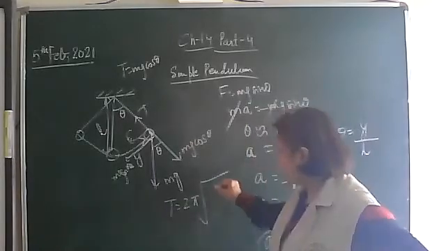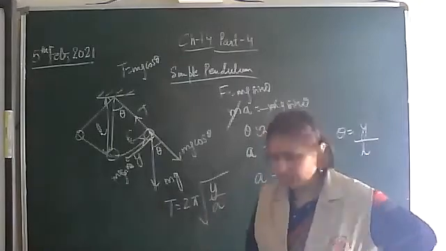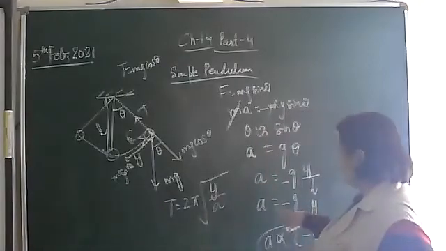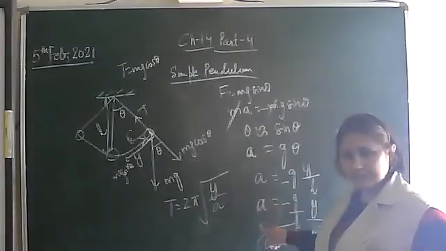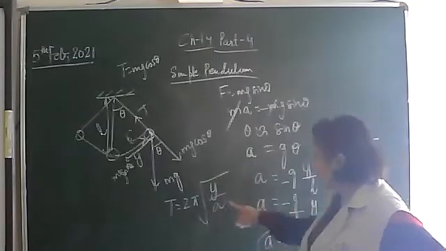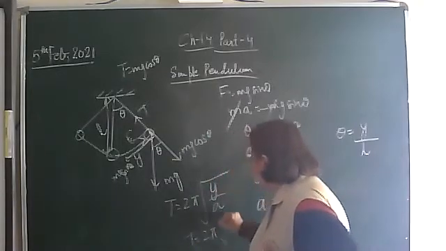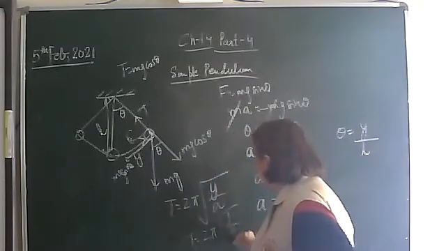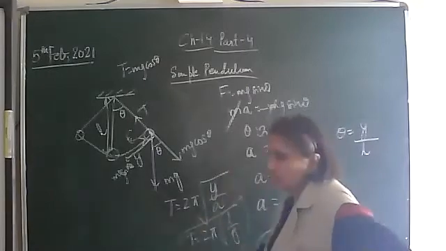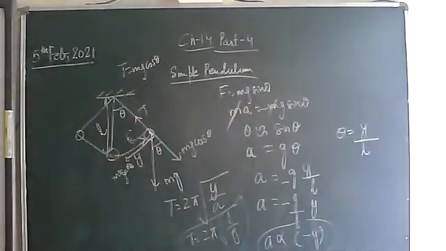What is the time period? 2 pi under root displacement upon acceleration. From here you can find out the displacement upon acceleration is L upon G. Y upon A is how much? L upon G. So the time period is equal to 2 pi under root L upon G for a simple pendulum. So the time period of an oscillating pendulum is given by T is equal to 2 pi under root L upon G.